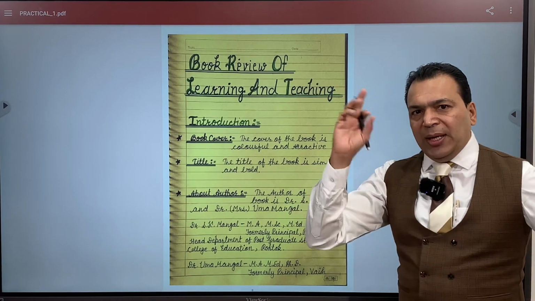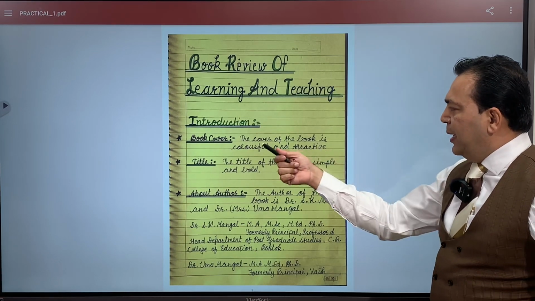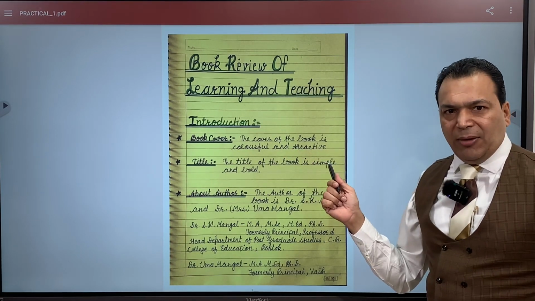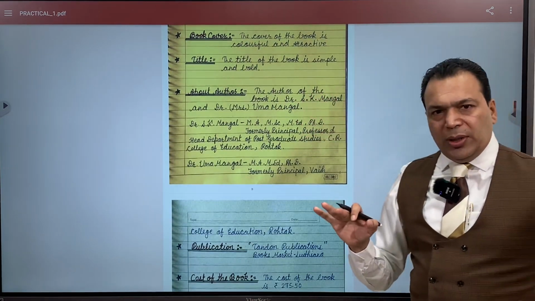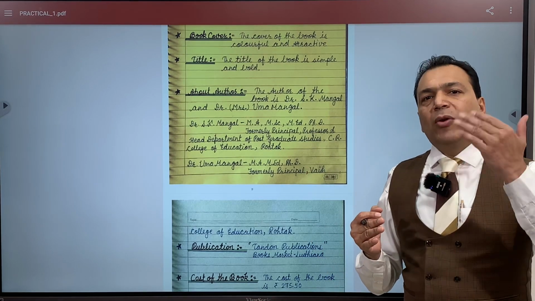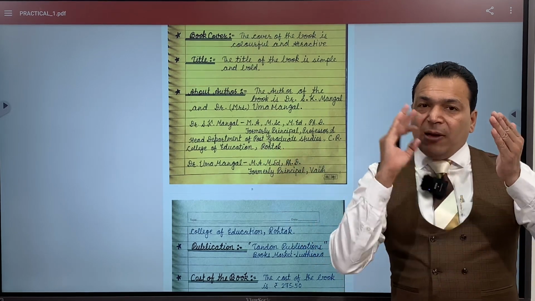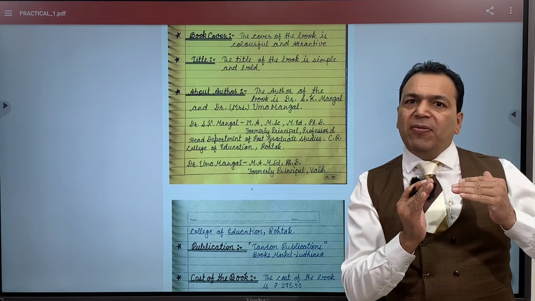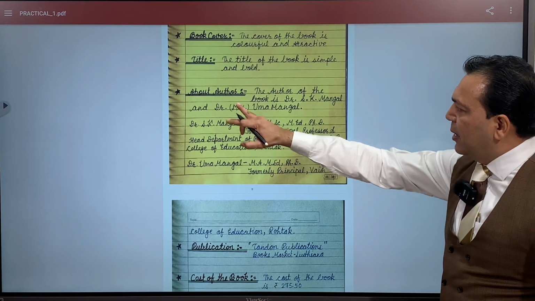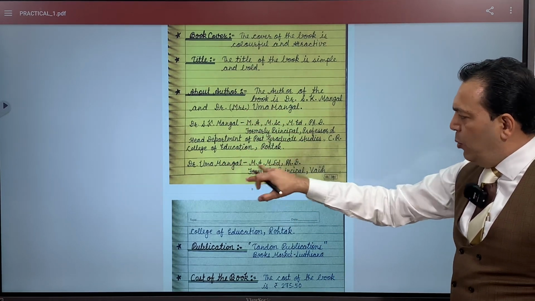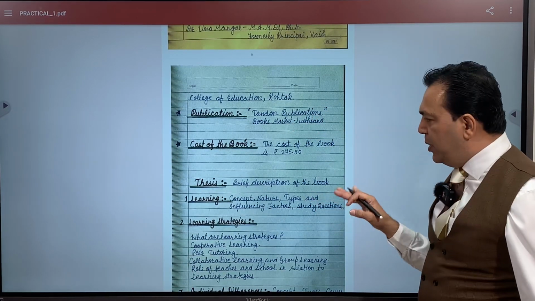So in the introduction, it was mentioned that you have to mention the book cover and author name. He has written that the cover of the book is colorful and attractive, and the title of the book is simple and bold. About the author, you can mention the author name and author qualification. He has mentioned the author qualification, which is written at the end. Sometimes when you open a book, on the first page under the preface, it is written: these are the qualifications of the author. Here it is written Dr. S.K. Mangal and Uma Mangal. Third is publication, Tandon Publications, Ludhiana, as we have seen.